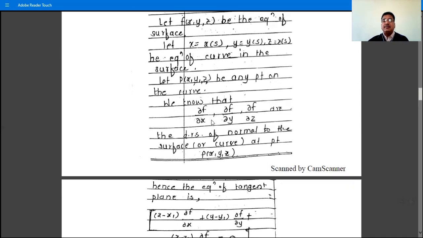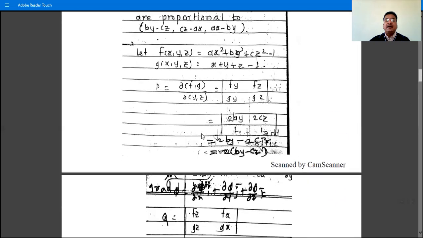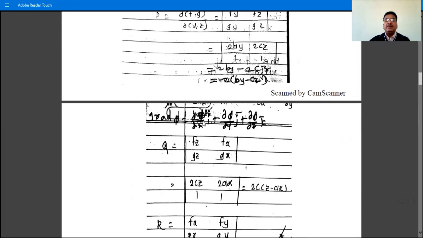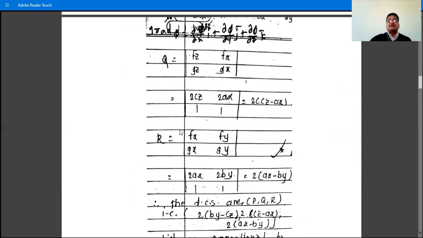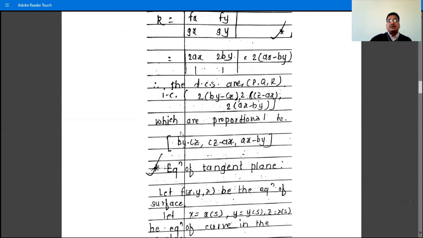We know that ∂f/∂x, ∂f/∂y, ∂f/∂z are the direction ratios of the normal to the surface at the point P(x,y,z). Because what is grad f? Grad phi is ∂phi/∂x i plus ∂phi/∂y j plus ∂phi/∂z k. And what is the geometrical meaning of grad phi? The grad phi is the normal to the surface.